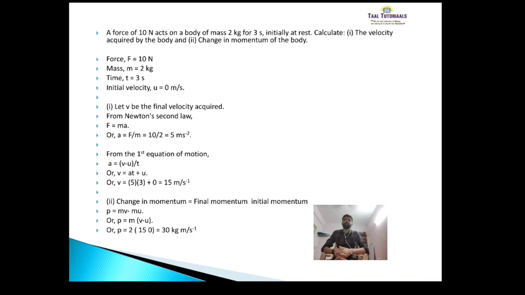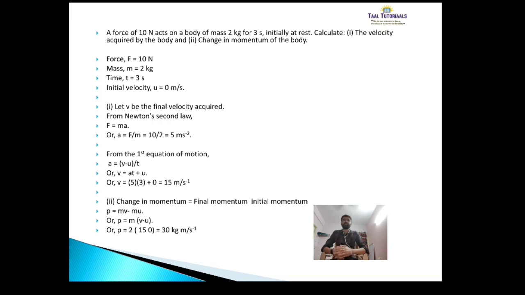Force is equal to 10 Newton, mass is equal to 2 kg, time is equal to 3 seconds, u is equal to 0. Let v be the final velocity, and from the second law, F is equal to ma, we can get a is equal to 5 meter per second square. And when we apply a is equal to (v minus u) by t, v we don't know and u is 0. So v is equal to at plus u, where a is 5 as we already found, time is equal to 3 and u is 0. So 5 into 3, that is 15 meter per second.